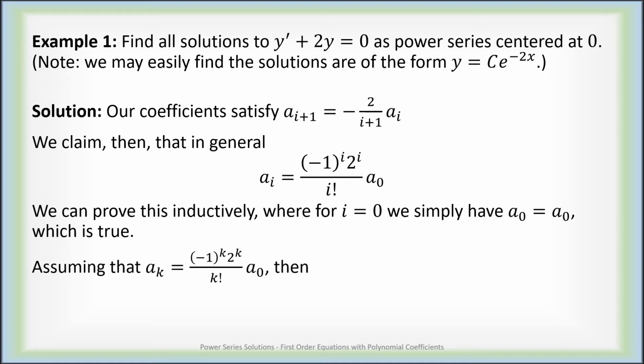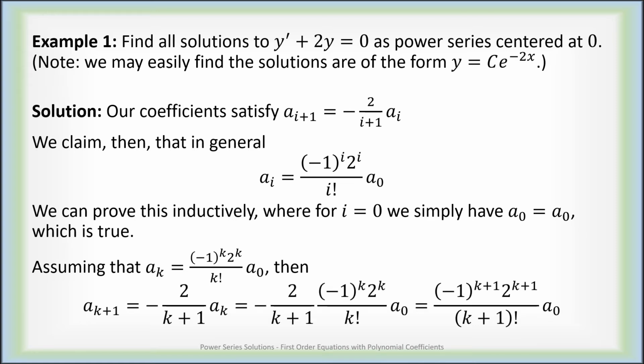So let's assume it does hold for some index k. Now we have a recursive formula that a sub k plus 1 must be negative 2 over k plus 1 times a sub k. That was the recursive formula we had here. If we assumed a sub k was equal to negative 1 to the k times 2 to the k over k factorial times a naught, well, now up in the numerator, we have a 2 times 2 to the k, that gives me 2 to the k plus 1. We have a negative 1 times negative 1 to the k, that gives me a negative 1 to the k plus 1. And a k plus 1 times k factorial gives us k plus 1 factorial. So overall, a sub k plus 1 does match our general term.